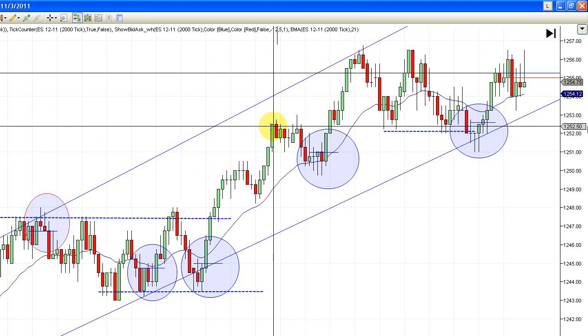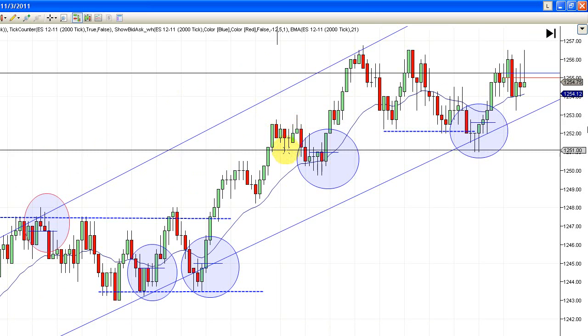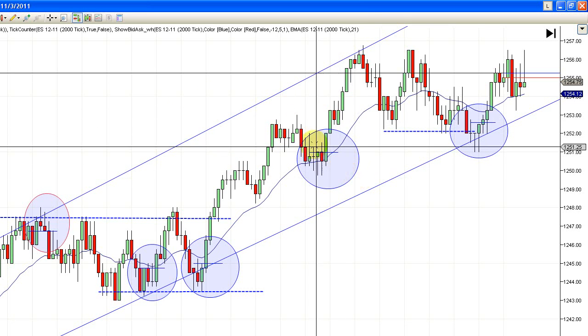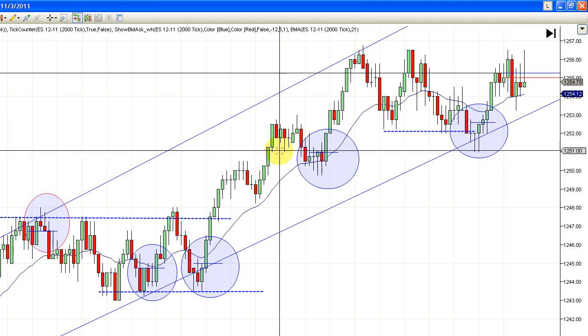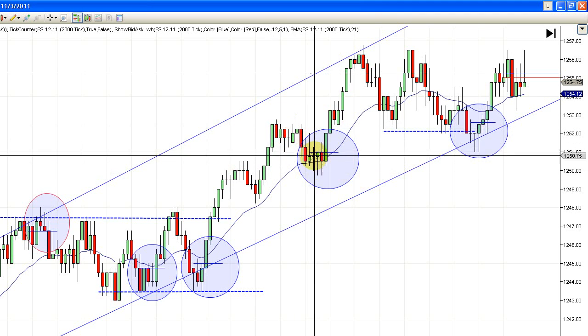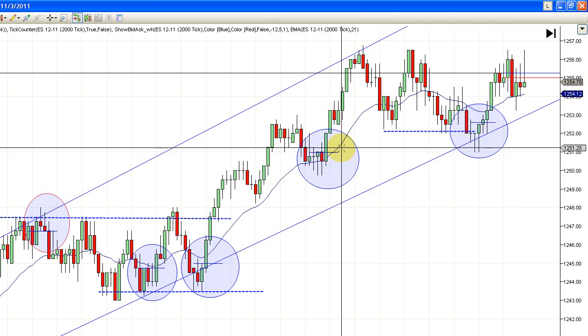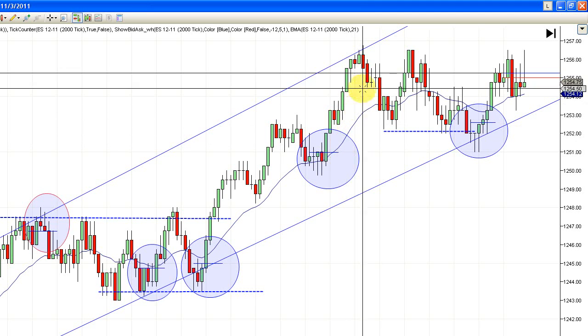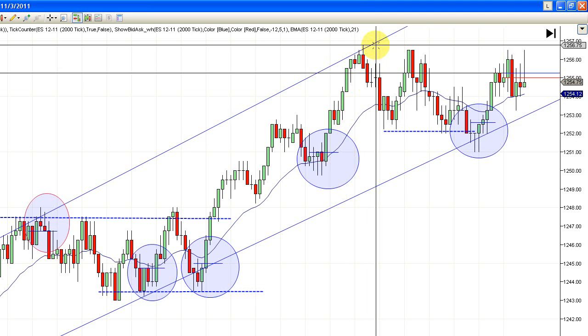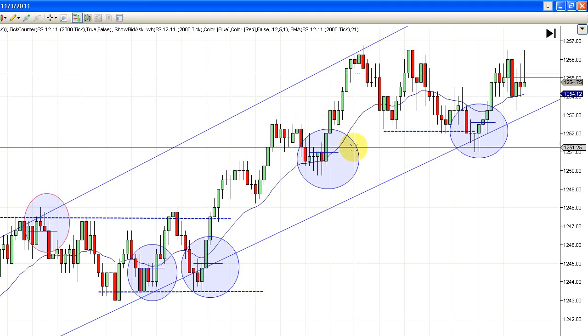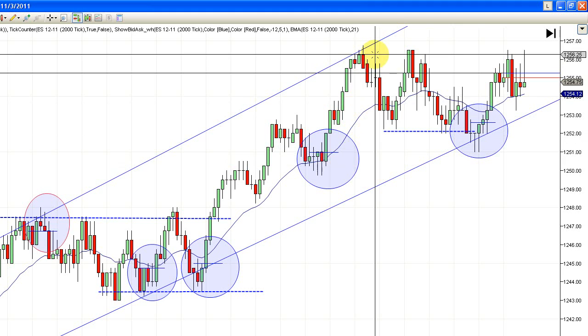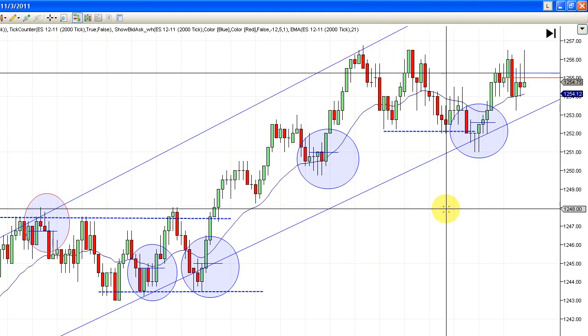And this is really just another two-legged pullback to the EMA. There were two legs right there and then two legs right there. And so the entry point was 12.51 and a quarter, and prices rocketed up once again all the way to 57 almost. So another 4 points right there, another great entry.